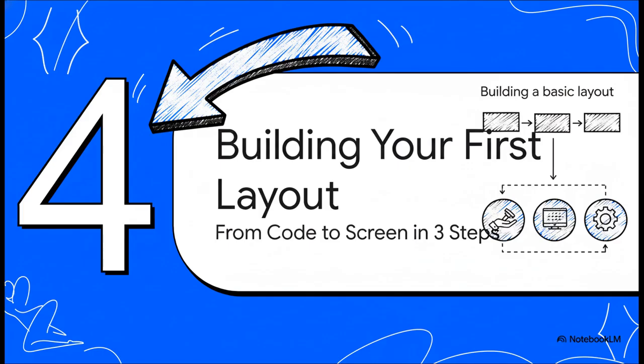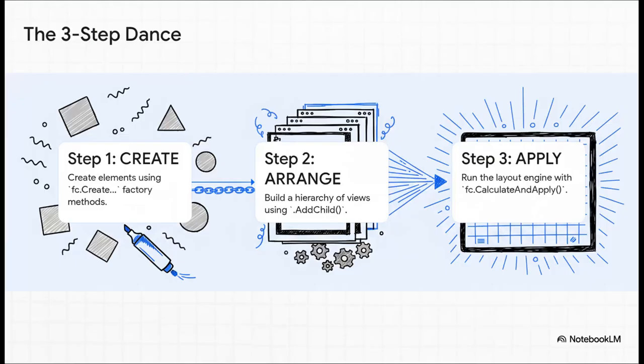Building a basic layout with Yoga really just boils down to 3 incredibly simple steps. So here it is. It's this simple 3-step dance. First, you use your YogaContainer, which we're calling FC, to create your views. fc.createPanel, fc.createLabel, whatever you need. Second, you arrange them. You tell a parent view to add child to build up a hierarchy, just like you would nest panels. And third, you just make one call, fc.calculateAndApply. Boom. Yoga does all the complicated math and positions everything perfectly on the screen for you.